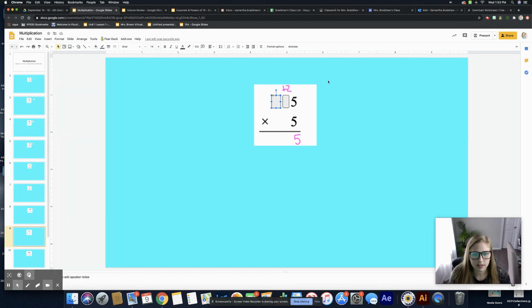Now I have to expose my second number and cover up the one I'm done with. 5 times 0 is 0, but I have to add 2 to that from the 25 we carried, and so I'm left with 2. I am not done yet. I have to move the next box over to see my last number. 5 times 6 is 30.